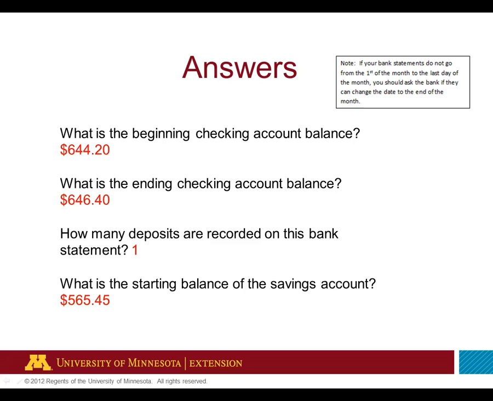So here are the answers. What is the beginning checking account balance? It's $644.20. And what is the ending checking account balance? $646.40. How many deposits are recorded on this bank statement? There is one. And what is the starting balance in the savings account? It's $565.45. That's an important number for you because you will need that number when you are creating your treasurer report for your club meeting.